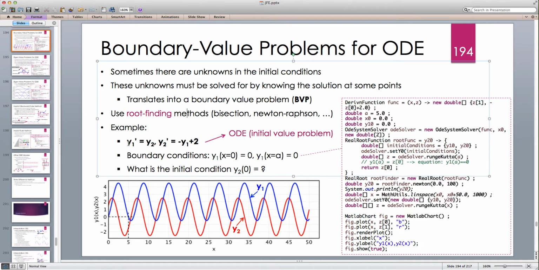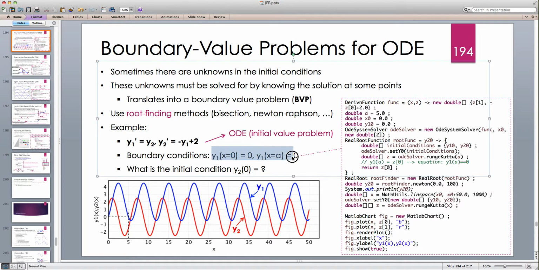Let's say we have a system of two ordinary differential equations: y1 prime equals y2, y2 prime equals minus y1 plus 2. And we know that the value of y1, the first function, at x equals 0, which is our initial point, is 0. But we do not know the value of y2 at 0, so we do not know the initial condition of y2. But we are given that the value of y1 at some later point a is equal to 0.